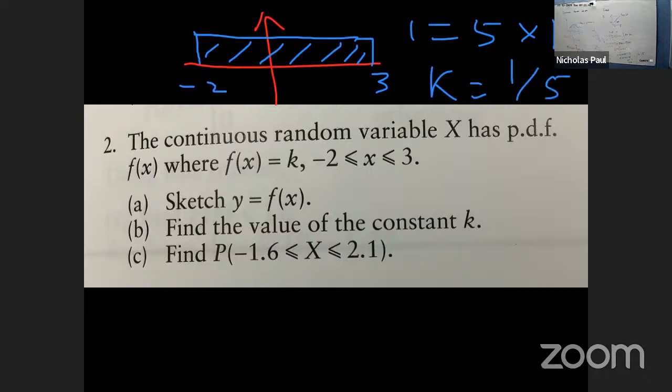So K is 1/5. And this part here, we integrate 1/5 between 2.1 and -1.6. That's it, we're done. It's a straight line, so the area mapped out is a rectangle, so you can do it like that.